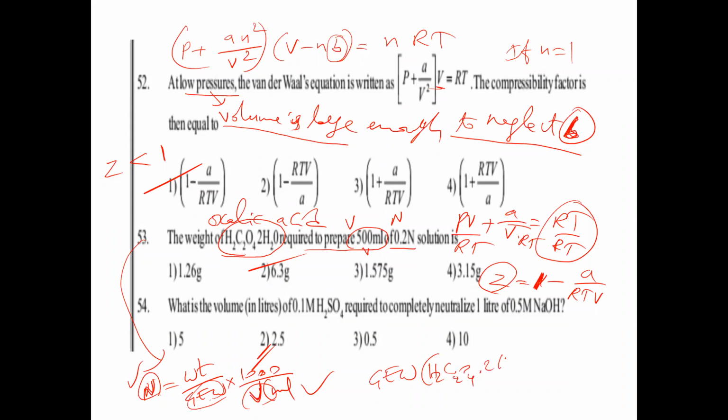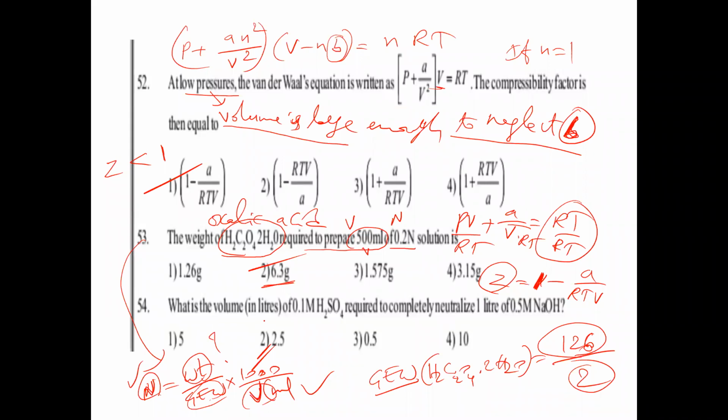H2C2O4·2H2O, the gram molecular weight is 126, divided by the N factor 2. Gram molecular weight by N factor will give what? Gram equivalent weight. So the N factor of oxalic acid is 2, so 126 by 2 will be 63. So 63 is the gram equivalent weight. Normality is given, volume in ml is given, and the weight is what they asked here. Weight will be 6.3 grams.